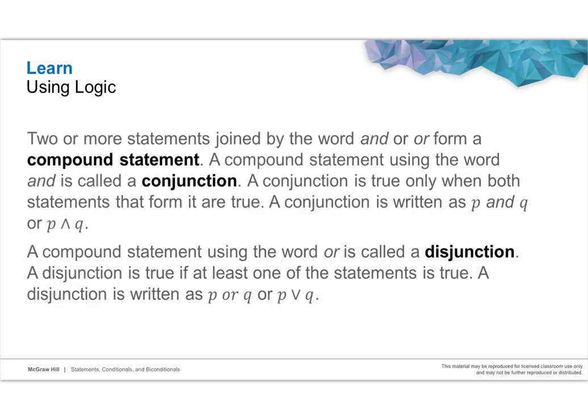A compound statement that uses the word or is called a disjunction, and a disjunction is true if at least one of the statements is true. A disjunction is written as P or Q, and you can see that that caret is upside down between the P and the Q. A way to remember this might be that if you think of and, or, which are in alphabetical order, then and is going to go with con, the prefix, and or is going to go with dis. So both of those are in alphabetical order when you think about which part of junction precedes it.